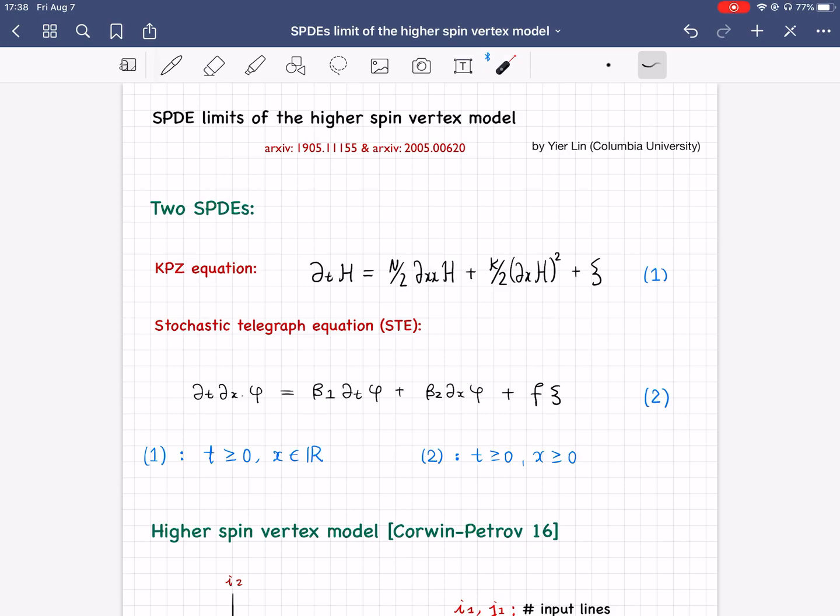Today it's a great pleasure to talk about the SPDE limits of the higher spin vertex model. This talk is based on two of my papers on arXiv. Feel free to have a look.